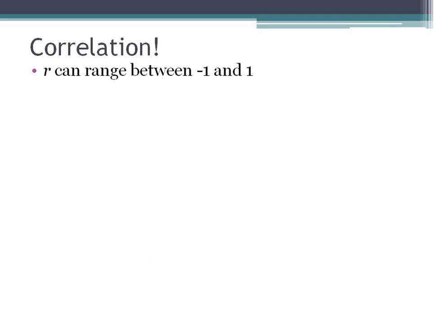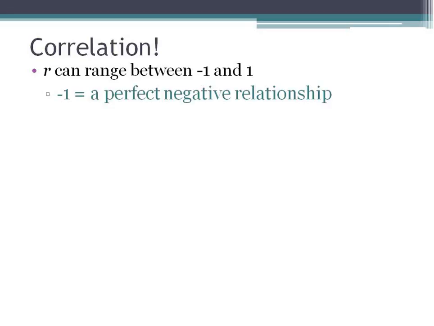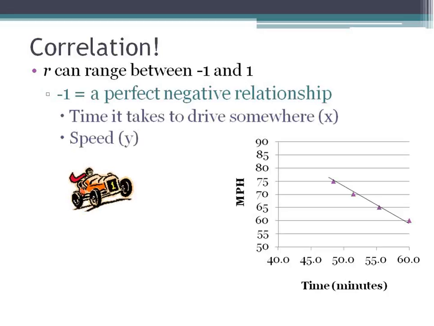So correlation can range from -1 to +1. -1 is a perfect negative relationship. So for example, the time it takes to drive somewhere and how fast you go. So speed versus time. Generally speaking, and if we don't talk about friction or traffic or anything like that, generally speaking, there's a negative relationship between the time it takes to get somewhere and how fast you drive, right? As you increase the amount of speed, you decrease the amount of time. And that's what makes it a negative relationship. Increasing in one variable is associated with decreasing in another variable.